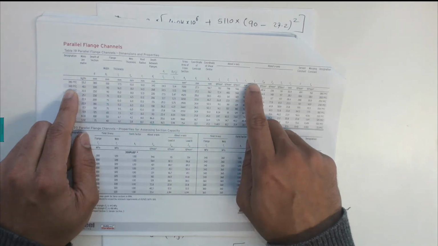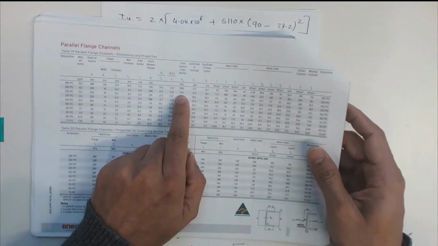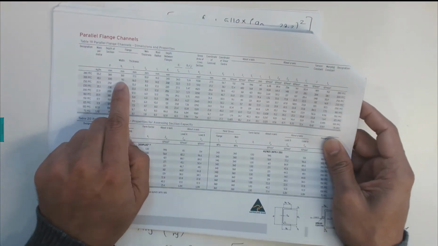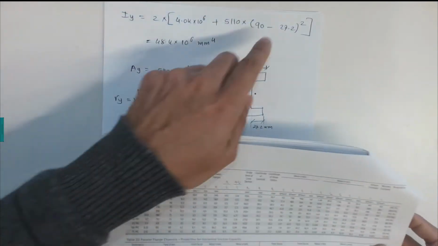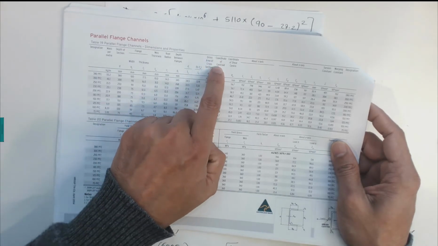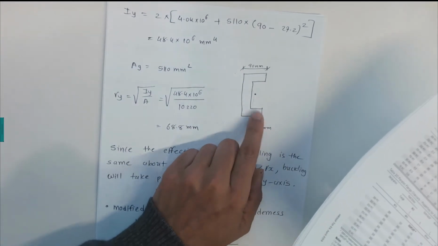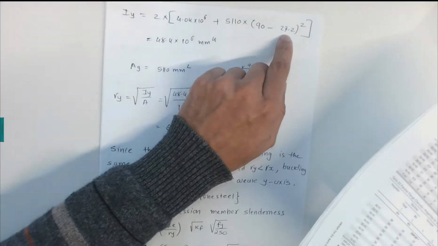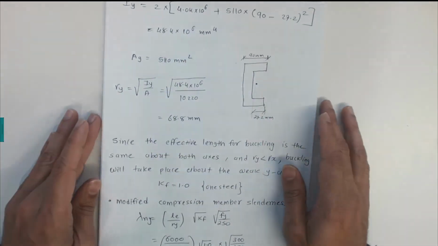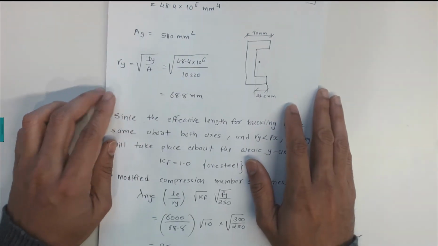4.04 times 10 to the power 6 for Iy, taken from here, plus the area 5110 times 90. 90 is the width of the flange, that is given here. Take away 27.2, which is taken from here, the coordinate of the centroid in x. So 27.2, that is the centroid coordinate, squared. That gives us 48.4 times 10 to the power 6 millimeters to the power 4 for Iy. Gross area is 5110 millimeters squared from the OneSteel tables.